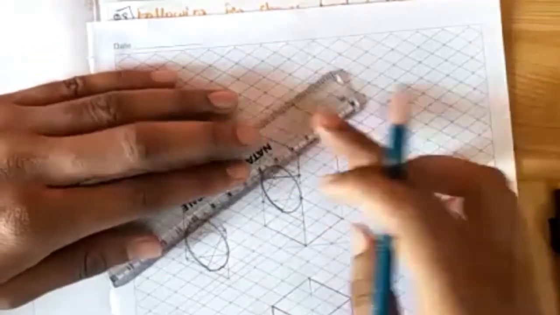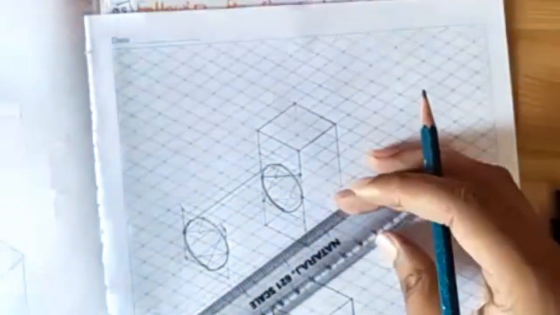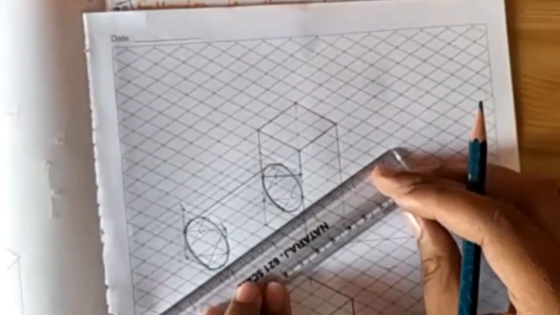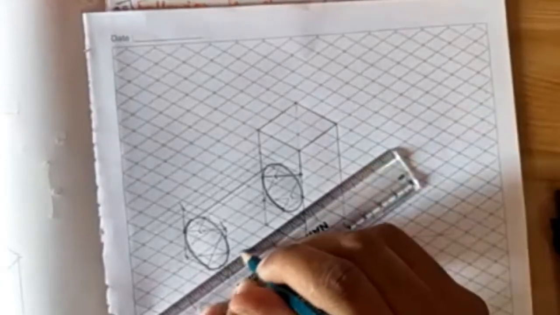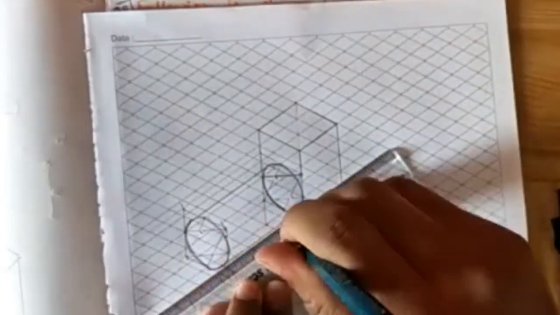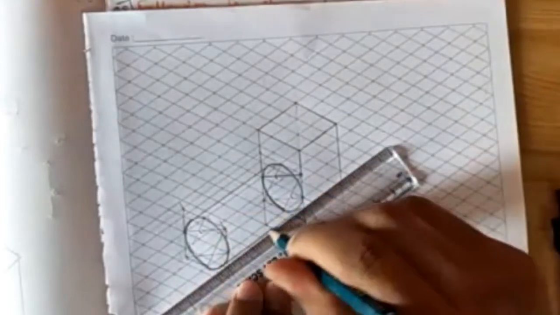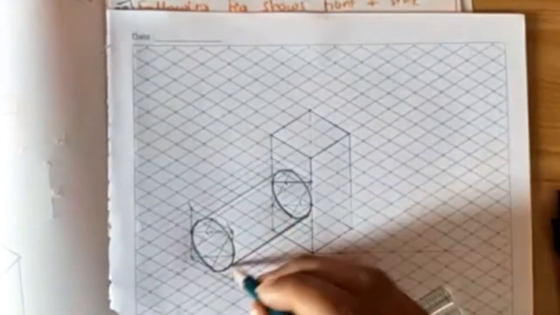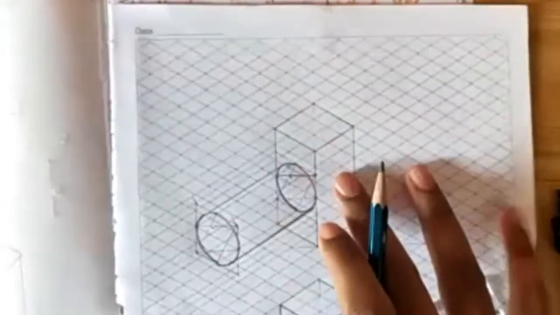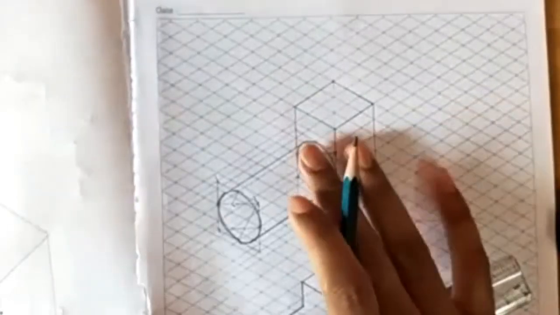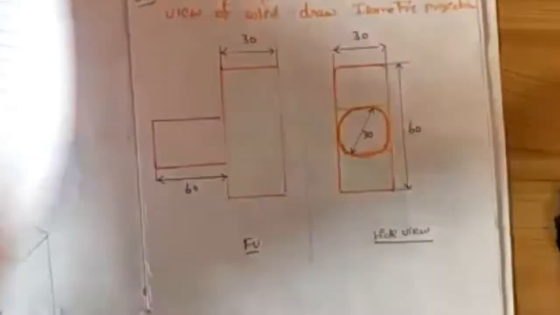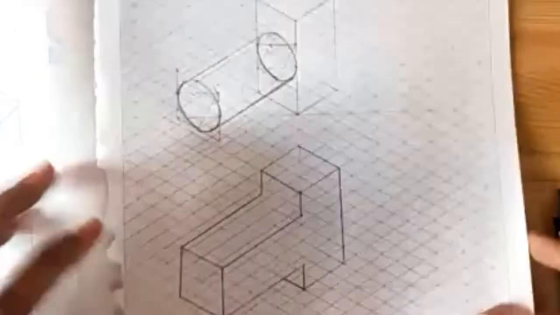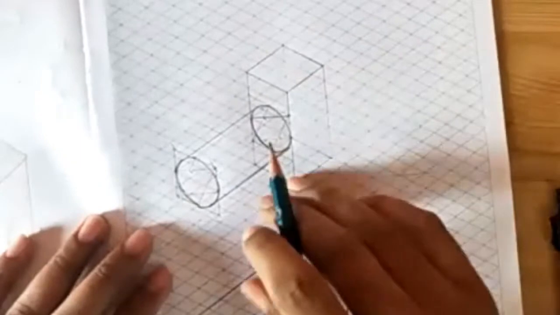Similarly, you start moving from the base. So from the base, you start moving your scale parallel to the 30-degree line. Okay, and finally, it will be touching somewhere here and join it. Okay, let these construction lines be like this. But in the final exam, you're supposed to erase everything. Okay, and you'll be getting like this. The final view will be like this. So this is the solution for the second problem.